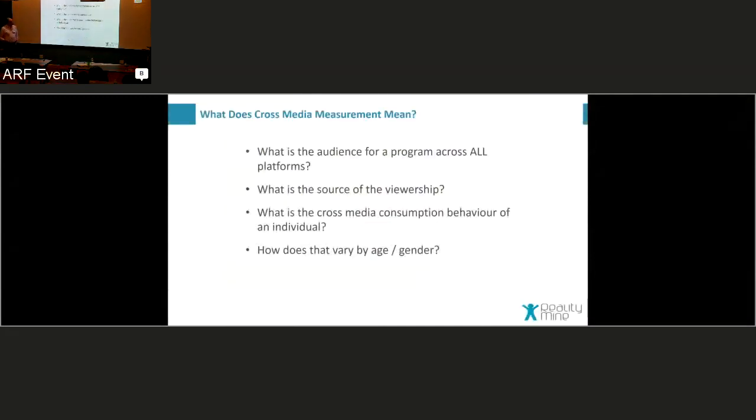So what I want to just talk about for now is cross-media and cross-media measurement. What does it actually mean? And I'll give you a little bit of data about what we think about and show you how we go about making the factory to produce cross-media data and behavioral data.